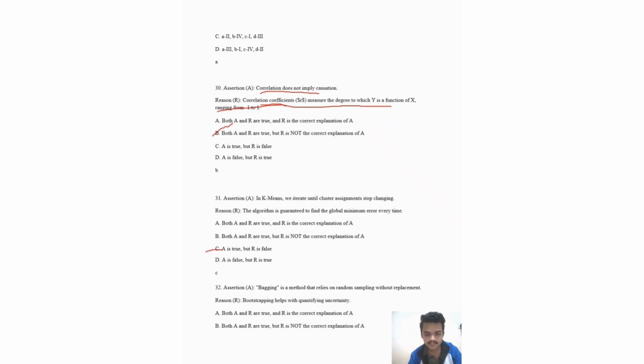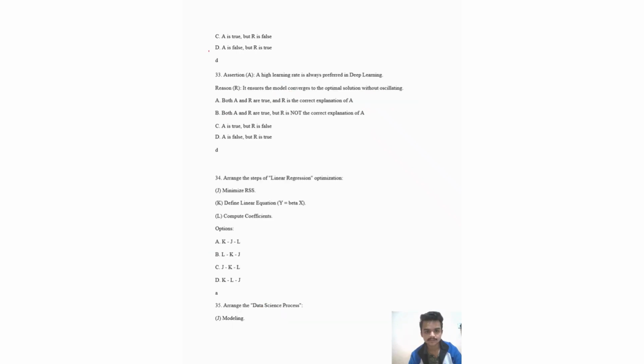Bagging is a method that relies on random sampling without replacement. And reason is bootstrapping helps with quantifying uncertainty. So here answer will be A is false but R is true. Assertion is high learning rate is always preferred in deep learning. Reason is it ensures the model converges to the optimal solution without oscillating. Answer will be A is false but R is true.